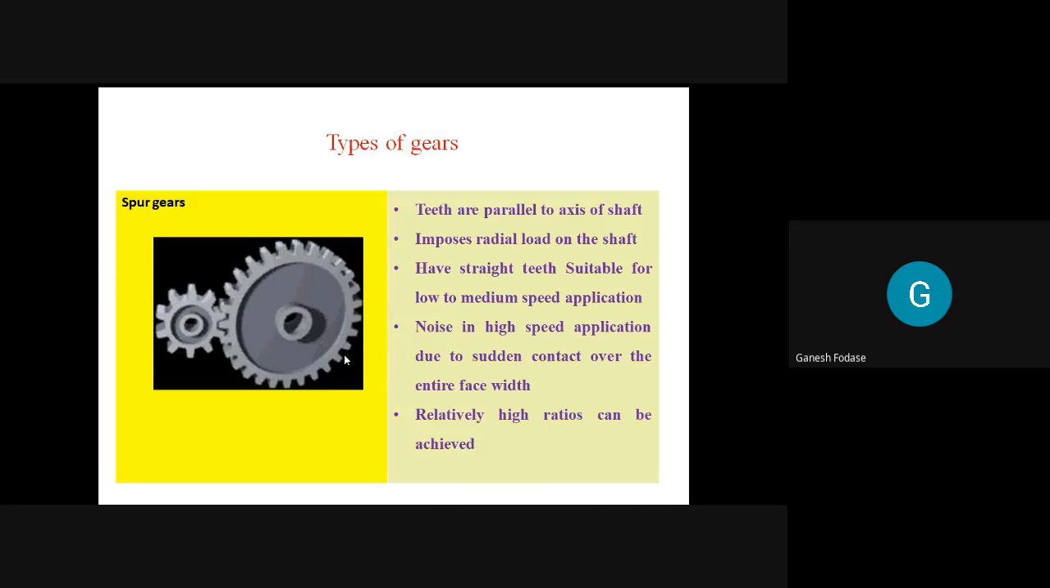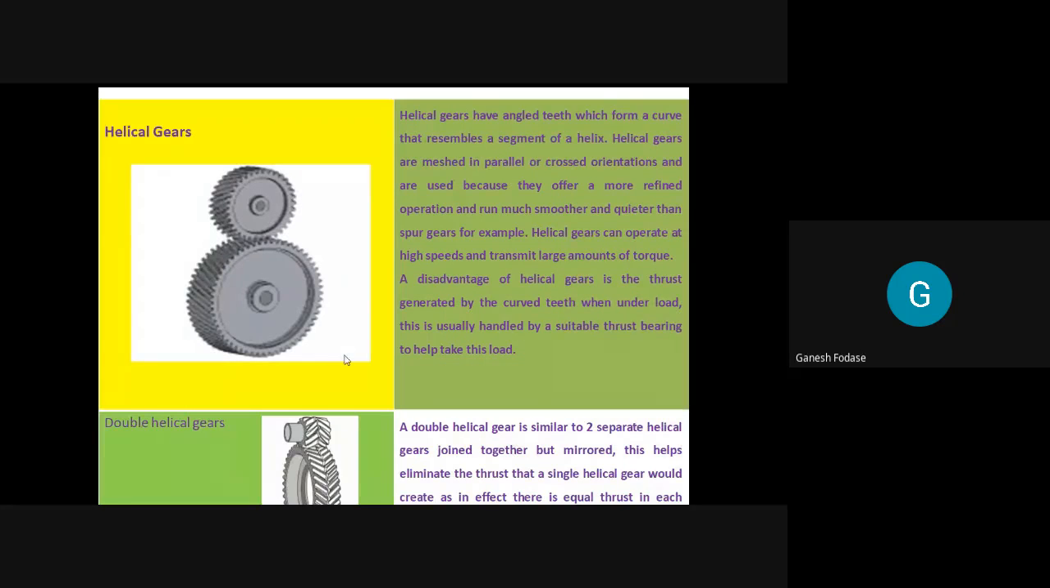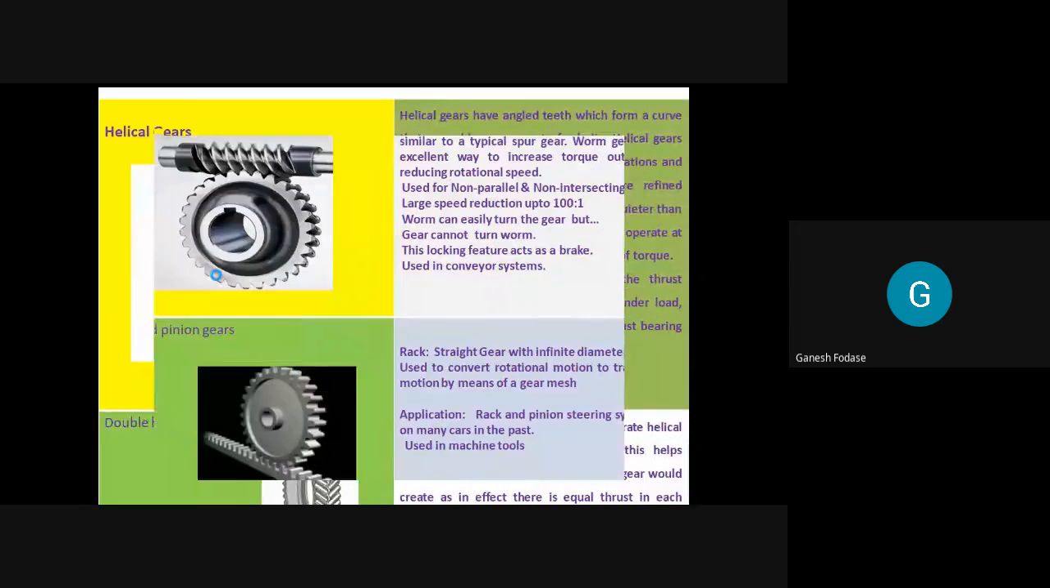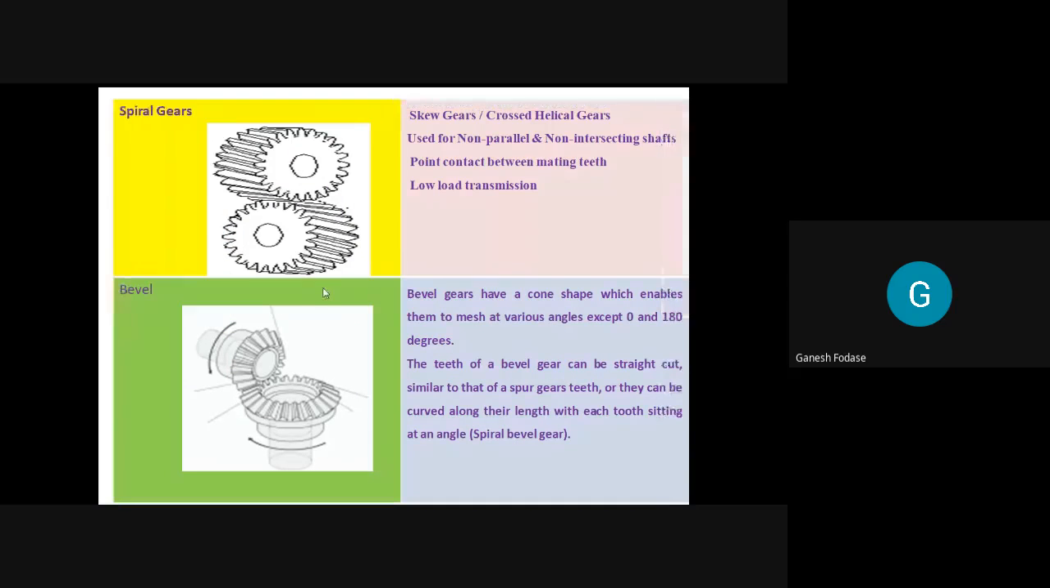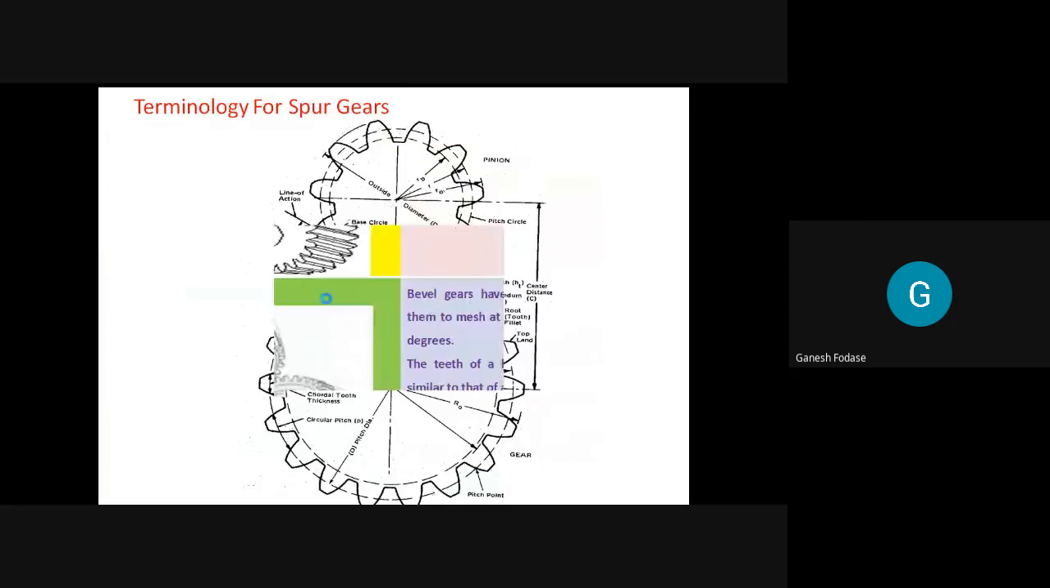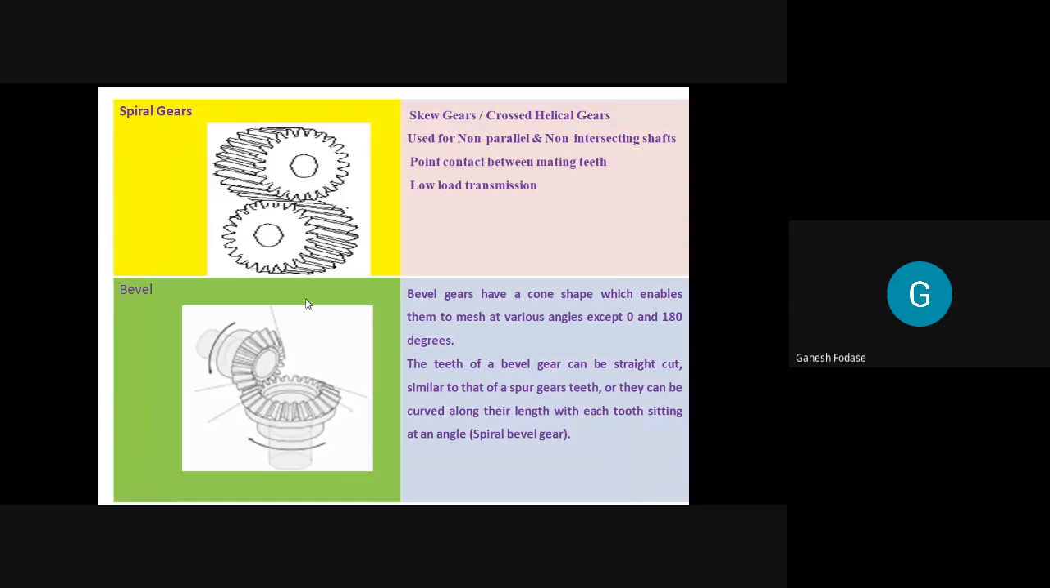So spur gear, helical gear, double helical gear, including rack and pinion, are the types of parallel shaft gears, while worm gear, spiral gears, and bevel gears are the other types. So these are the types of gears that we already discussed in classification.